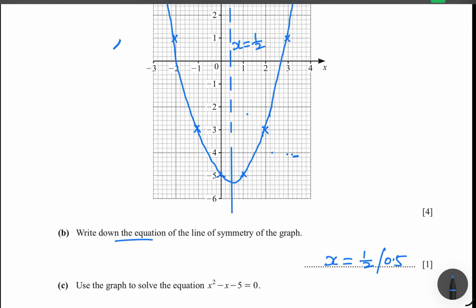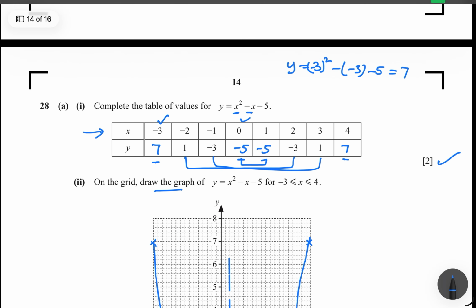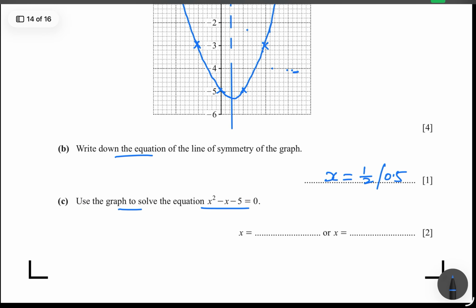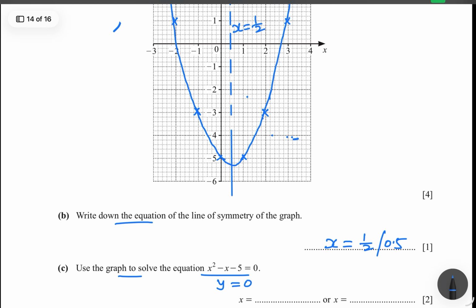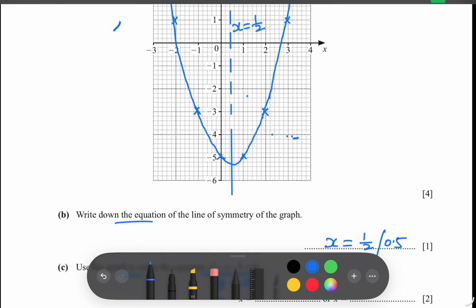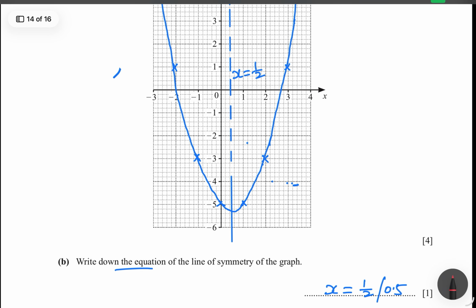Now use the graph to solve the equation. So this equation is equal to y. We are given that this is equal to y, and now they have given that y equals 0. So y is 0. Where is y 0? You can find a point where you see y is 0. Y is 0 at this point and this point, these two red points. So what is the value of x here?